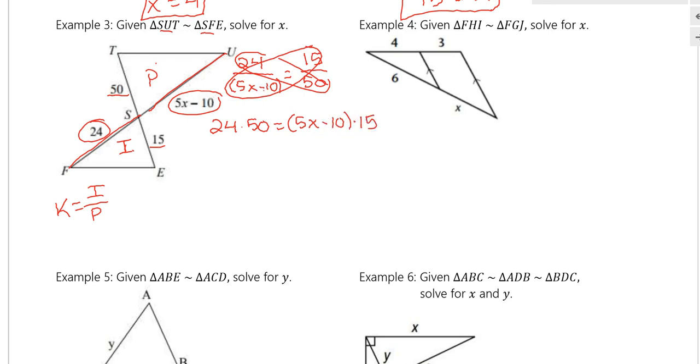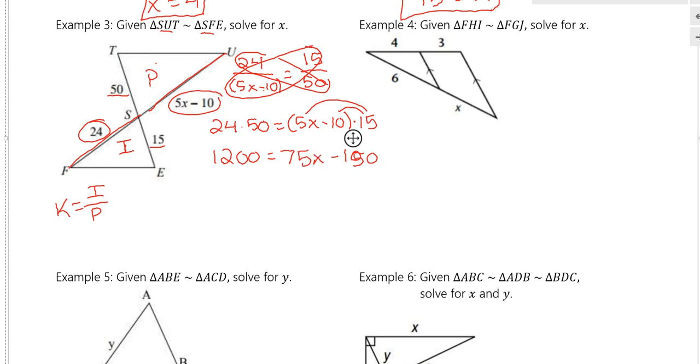Again, since there was that minus sign, make sure you have those parentheses around that so that you remember to distribute. Okay, 24 times 50 is 1,200. And then I'm distributing here. So 5 times 15 is 75x. 10 times 15 is 150. Right. Okay, so now here's my variable.